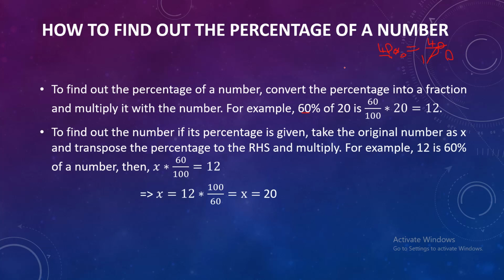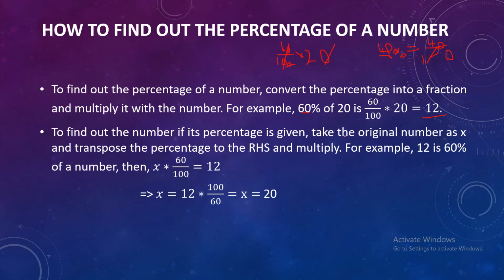Now we have 90% of 20, which is 90 over 100 into 20. So we keep doing it like that. So 60% of 20 is 60 over 100 into 20. These zeros cancel out, then 6 into 2 is 12. So 60% of 20 is 12.